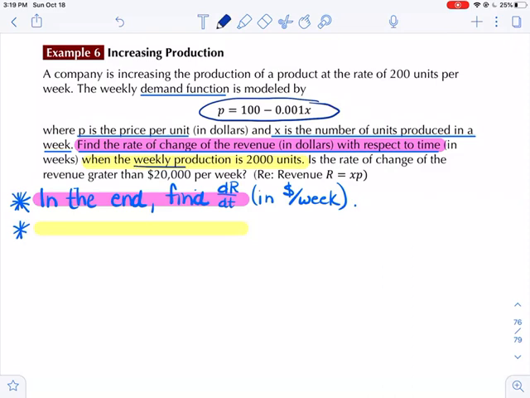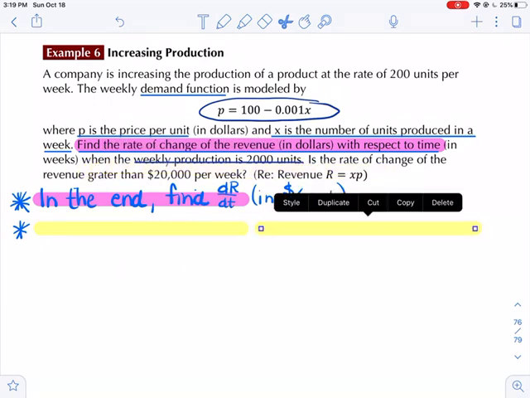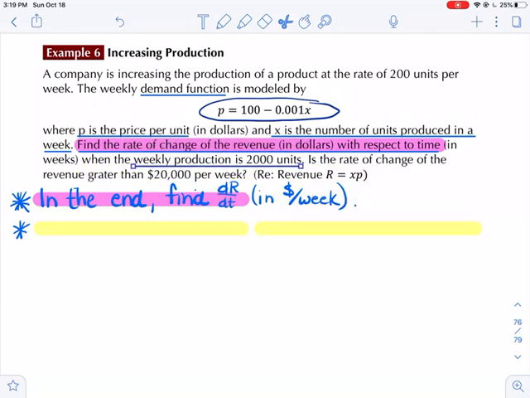So when the weekly production is 200 units. Okay, so the weekly production is 200 units. That kind of gives you a rate. If you think about that, that's going to be a rate.